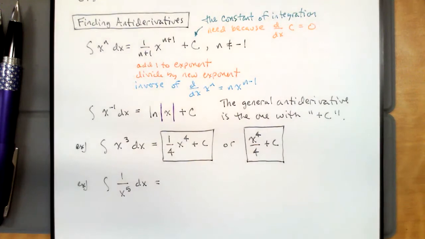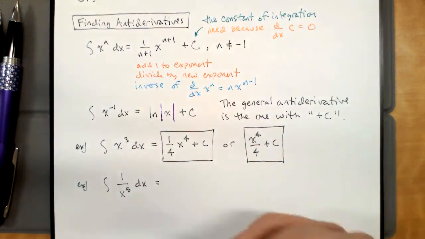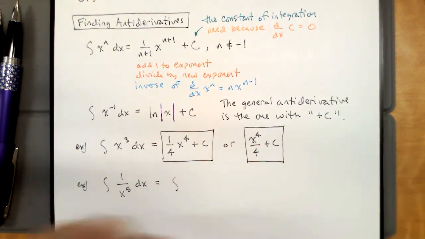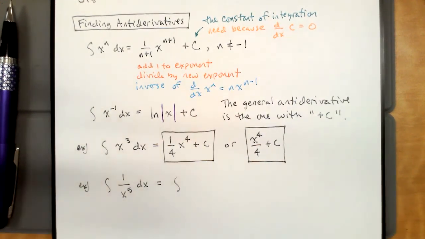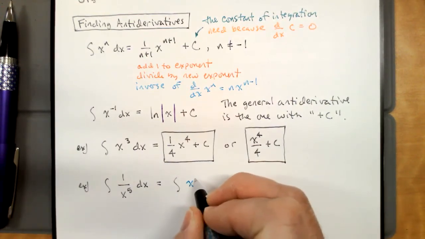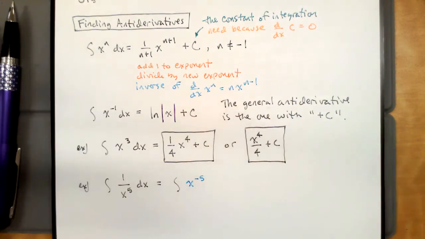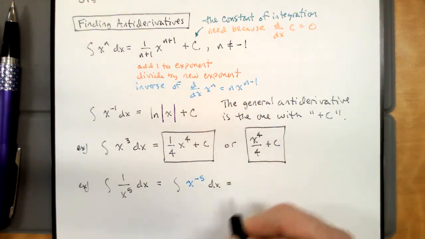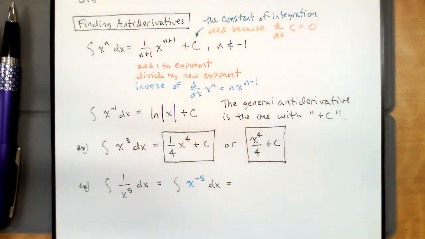What if I write 1 over x to the 5th? What does this look like as a power of x? Yeah, we can replace 1 over x to the 5th with x to the -5. If we can write powers of x, then we should write powers of x. So I'm going to write 1 over x to the 5th as x to the -5. Now, I can use the rules that we just developed. Add 1 to the exponent, divide by the new exponent.